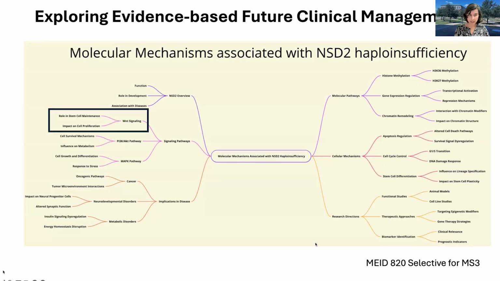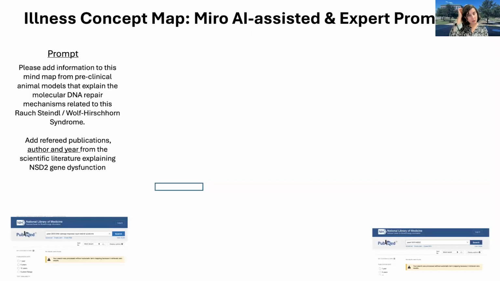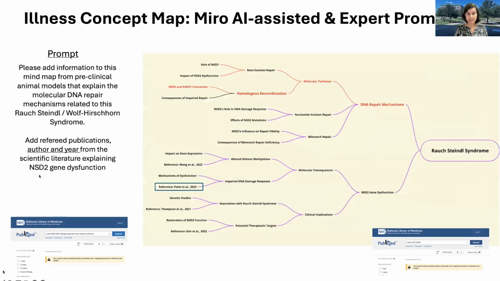So for the teaching purposes, this is the last example I'm going to give you: we can look at signaling pathways and the methylation, since this is an enzyme. So when I go back to Miro and ask a prompt that asks for the mechanisms related to DNA repair, and add the referee publications, and I even give a specific author and year for this gene, what I see is I got this, right?